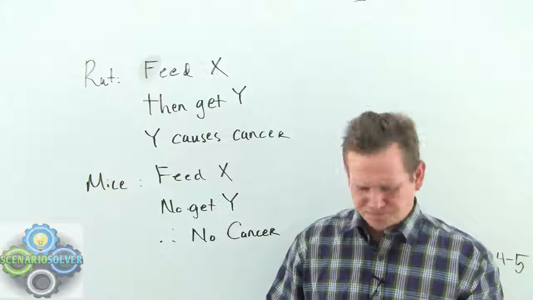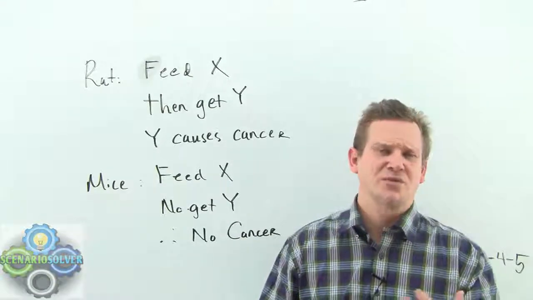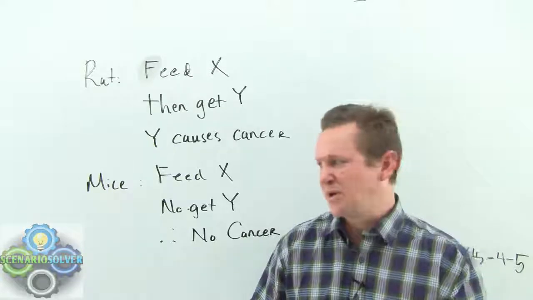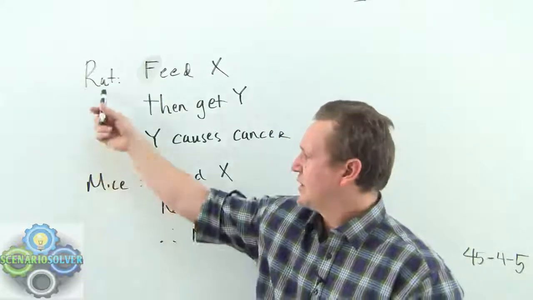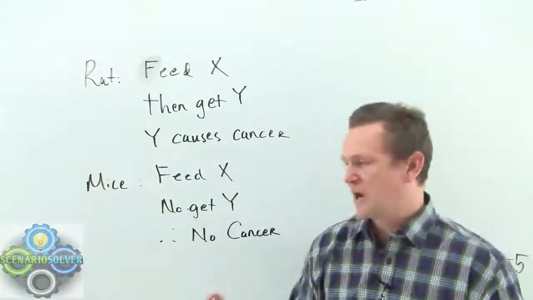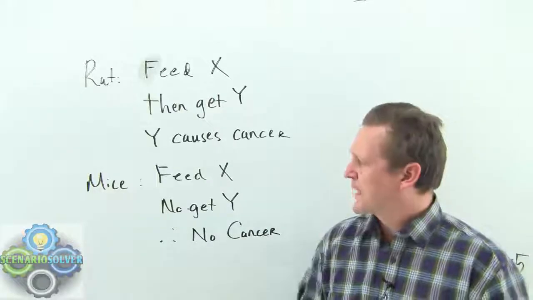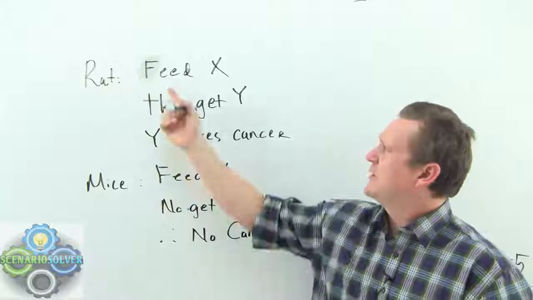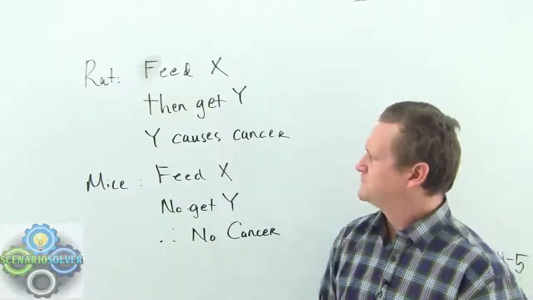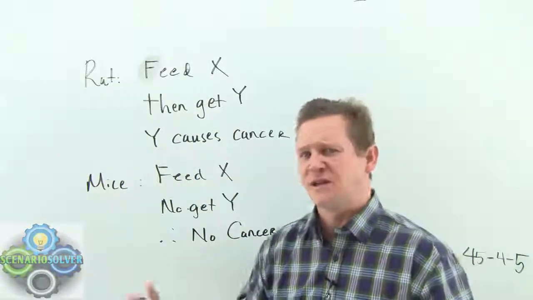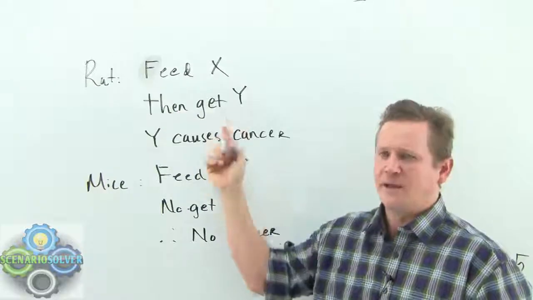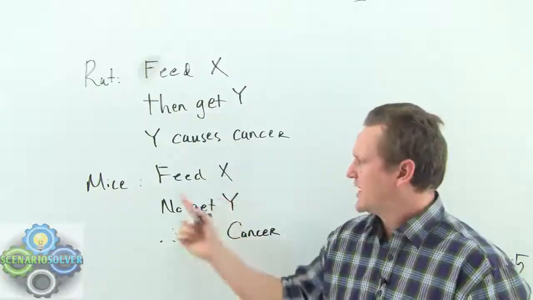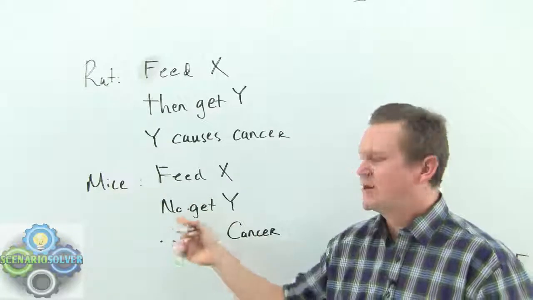In answer choices, what you're looking for is something that begins to distinguish A and B. In this case, A is rats and B is mice. We've got rats and mice, which appear to be the same sort of creature, and we feed them X, which results in getting Y, and then Y causes cancer. Then we break it down: we feed the mice X, they don't get Y.